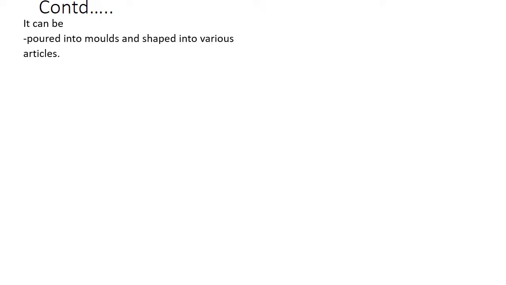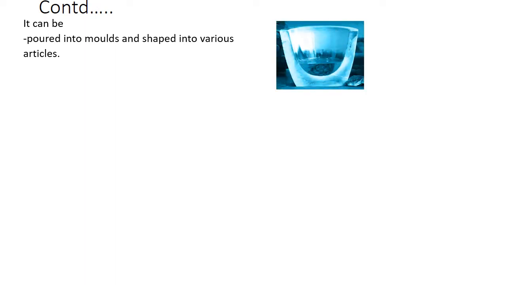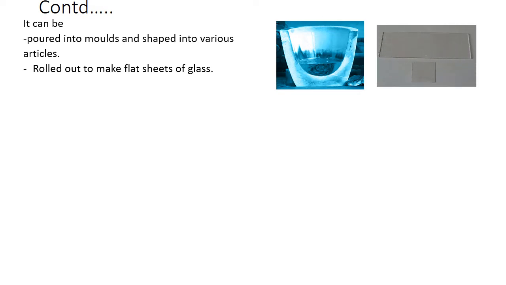Now, what happens when the glass is still in the liquid form? It can be poured into molds and shaped into various articles. We have already seen it in the picture. There it goes. So you can see the mold there. There is a liquid inside. That's the glass liquid, and it has been poured into that mold. Could be they are giving the shape of a glass. The next is, it can be rolled out to make flat sheets. So these are the flat sheets of glass.